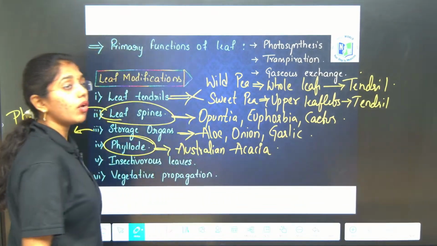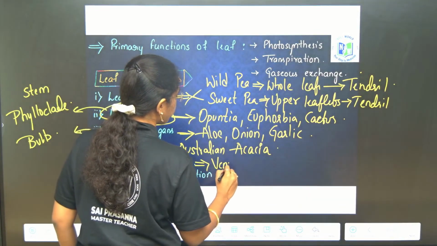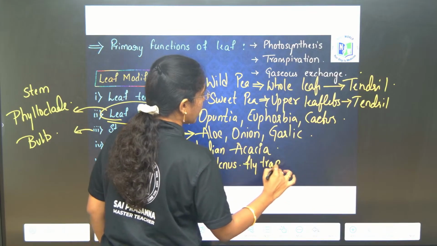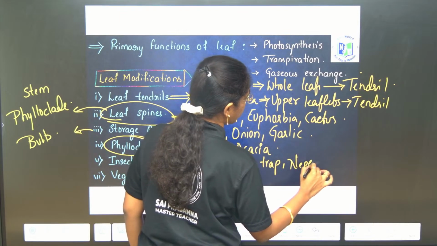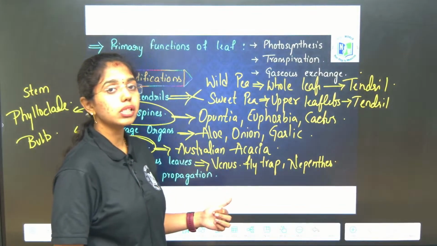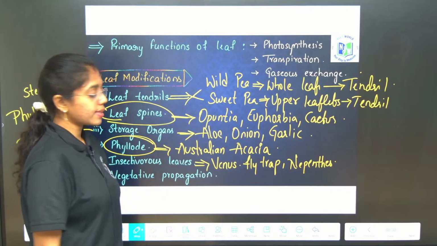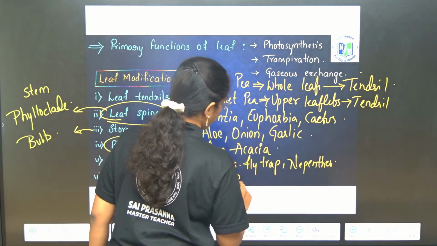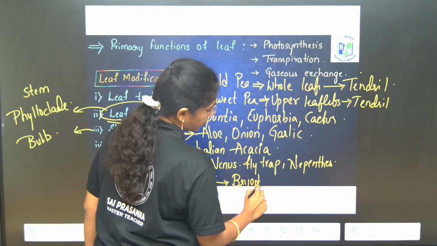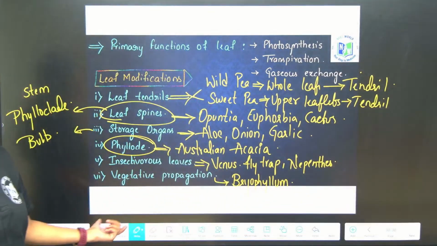Fine. Insectivorous leaves, Venus flytrap and Nepenthes are the examples, right? Here also stipules perform photosynthesis, petiole also, the lower part of the petiole and stipules. Vegetative propagation example is bryophyllum. Propagation is passed on through epiphyllous buds. Bryophyllum. Clear, right? So, these are the leaf modifications.